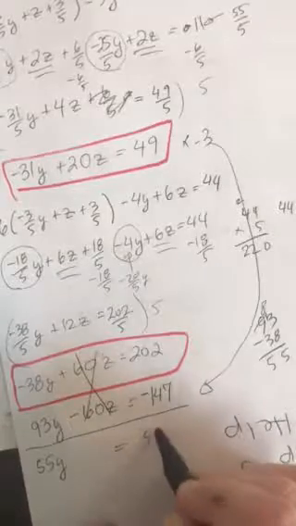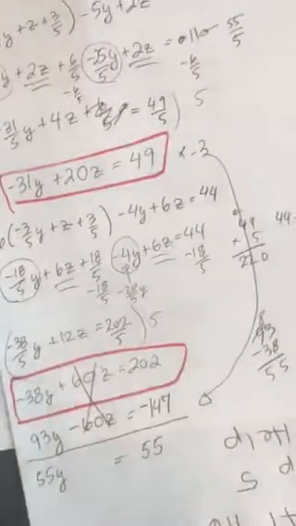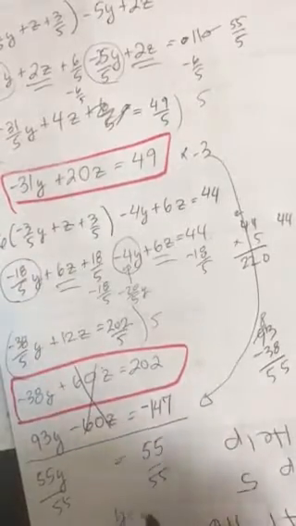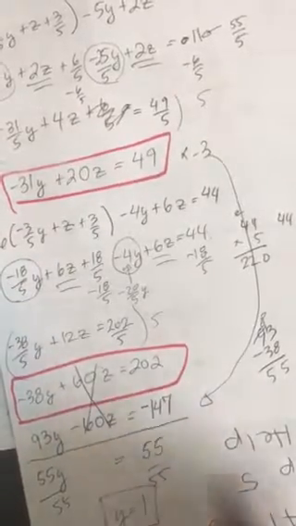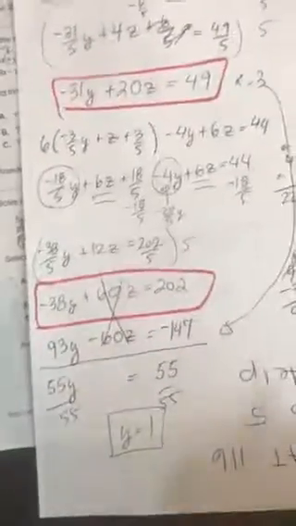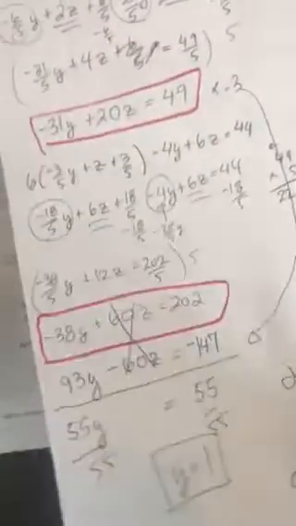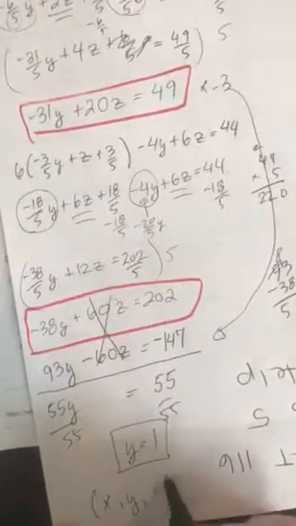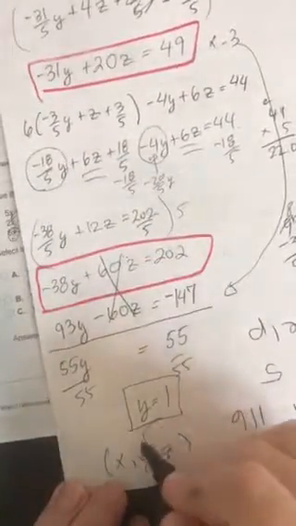Doesn't that turn out to be nice? All of that work. Goodness. And then divided by 55, of course, is going to be y equals 1. Yay! Okay. So now your answer is going to be written as x, y, and then z. So I got that one right there.